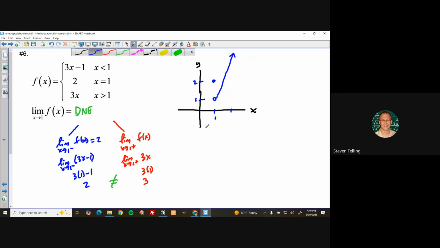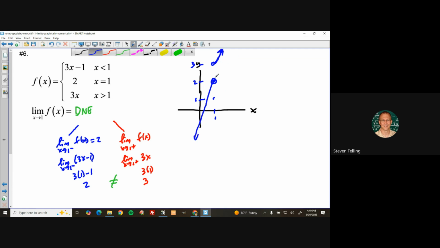So it looks like we've got, let's see, from the right it was 3 actually. Right. So actually, let me back up there. This would actually be at 3. And this would be something like this. Okay, this is a slope of 3 line.